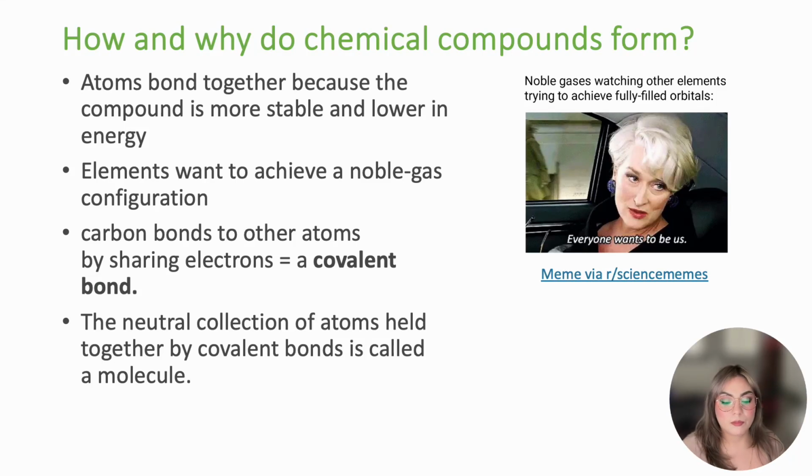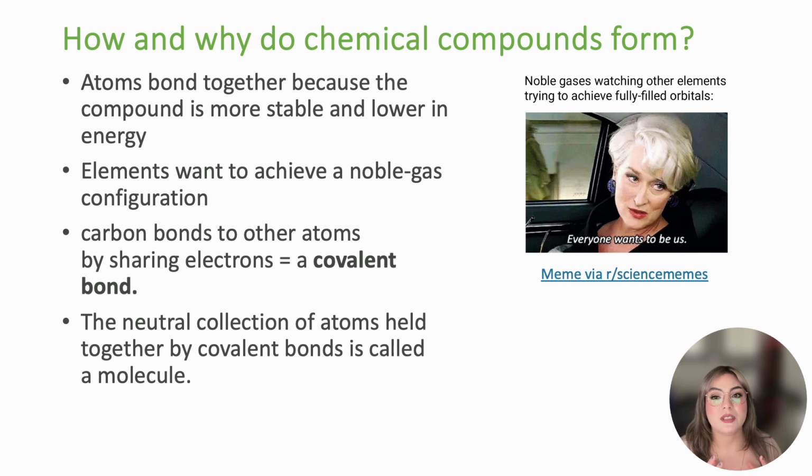So we know that elements have their own little rooms, orbitals, for their electrons. And we know that the protons and neutrons are in the nucleus. So everybody has their own little space. Why do these atoms, different types of elements, why do they even come together to form compounds?